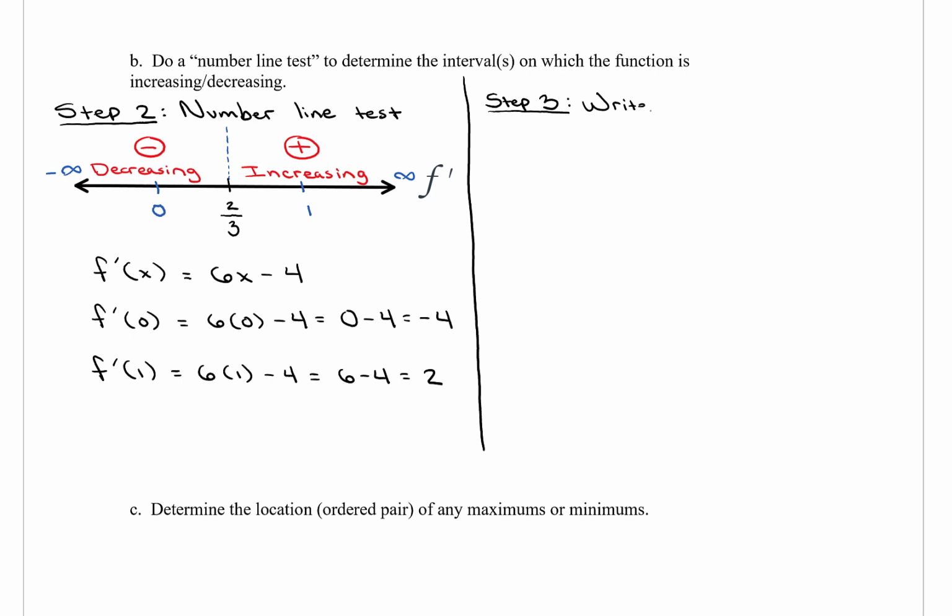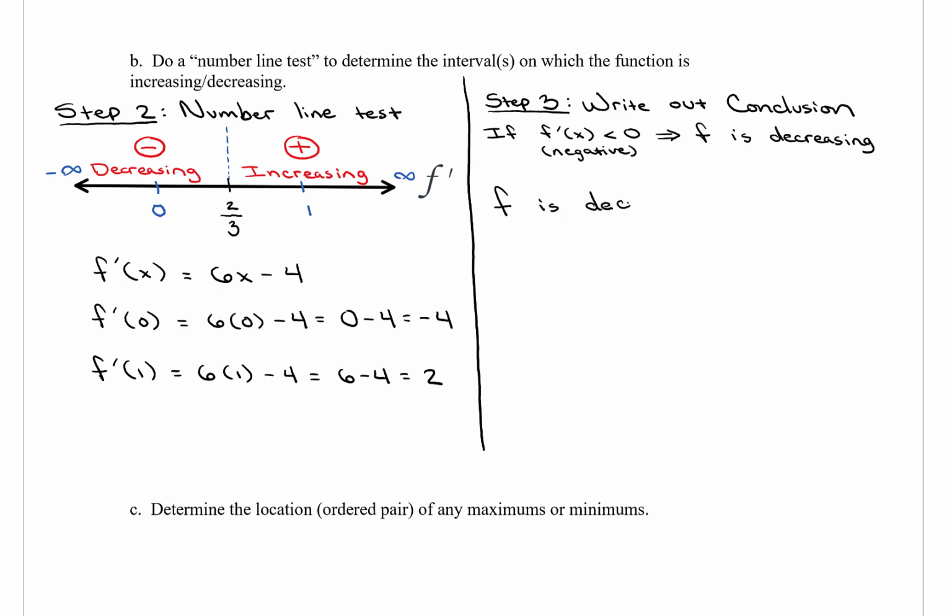Step 3. Write out conclusion. If f prime of x is less than 0, that means it's negative, then this means that f is decreasing. So I'm going to write f is decreasing on the open interval from negative infinity to 2/3. I'm going to box in the part that says f is decreasing on the open interval from negative infinity to 2/3. This is part of my answer.